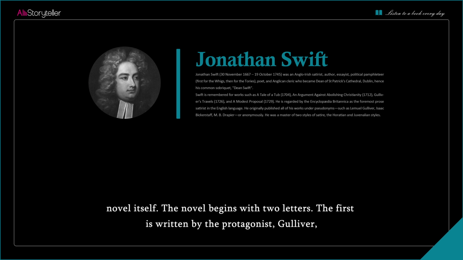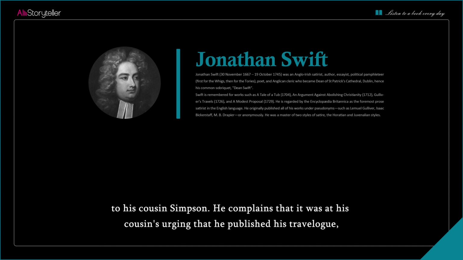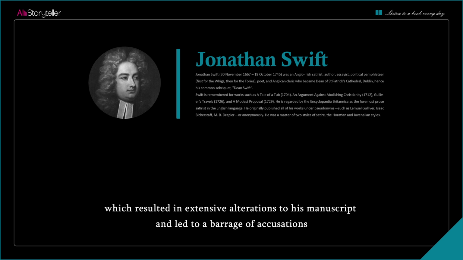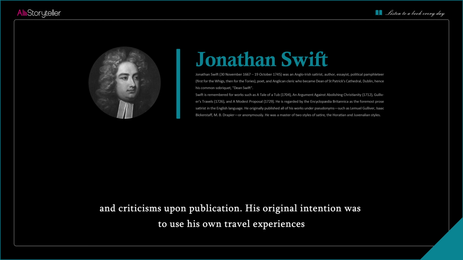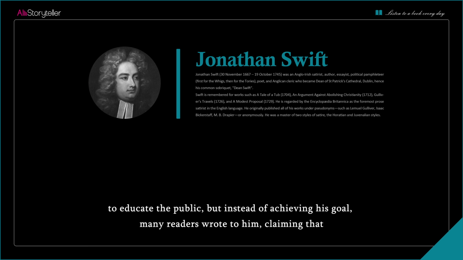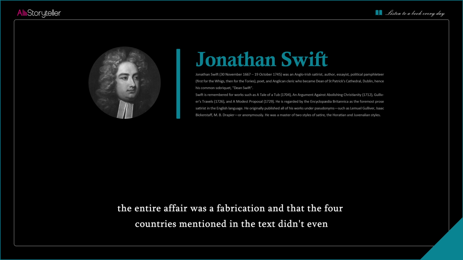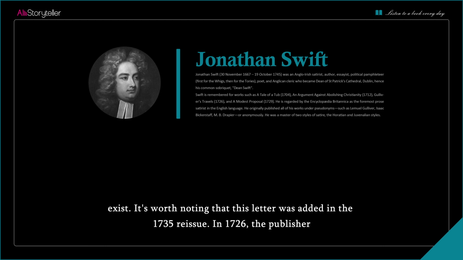The novel begins with 2 letters. The first is written by the protagonist, Gulliver, to his cousin Simpson. He complains that it was at his cousin's urging that he published his travelogue, which resulted in extensive alterations to his manuscript and led to a barrage of accusations and criticisms upon publication. His original intention was to use his own travel experiences to educate the public, but instead of achieving his goal, many readers wrote to him, claiming that the entire affair was a fabrication and that the 4 countries mentioned in the text didn't even exist.